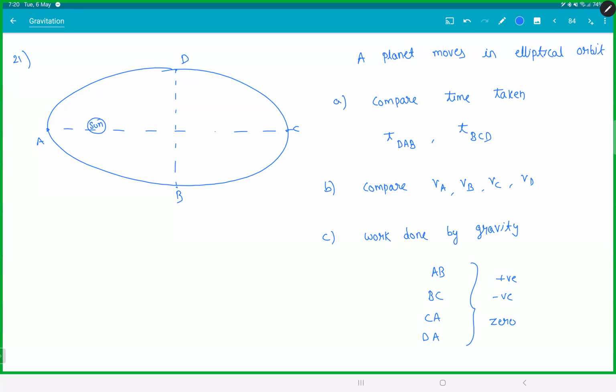So the question should be like this. If the planet goes in elliptical orbit from A to B, what is the work done by gravity? Is it positive, negative, or zero? These are three simple questions I can ask you. Get them. I'll give you a minute or two.